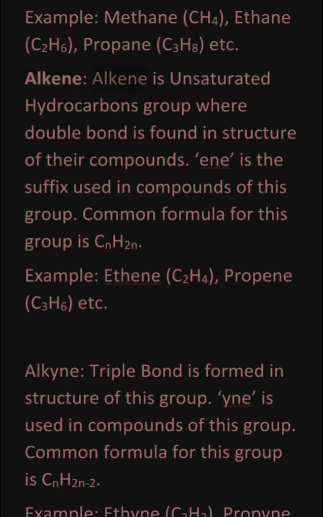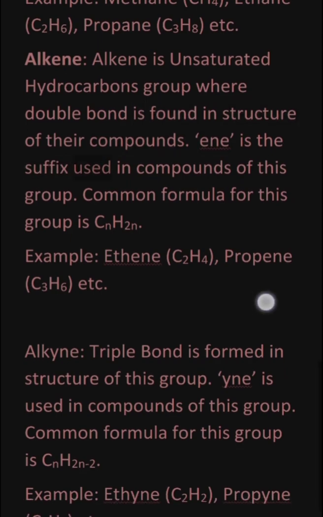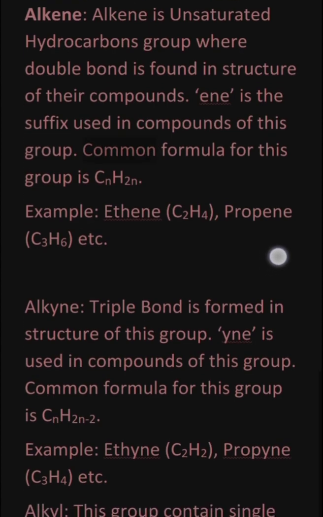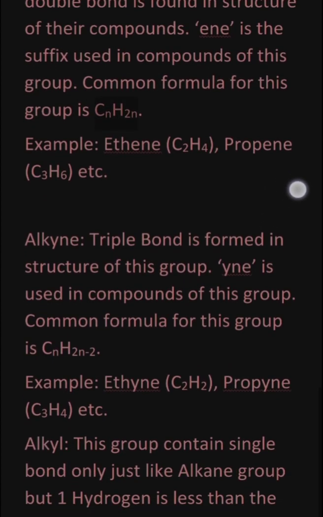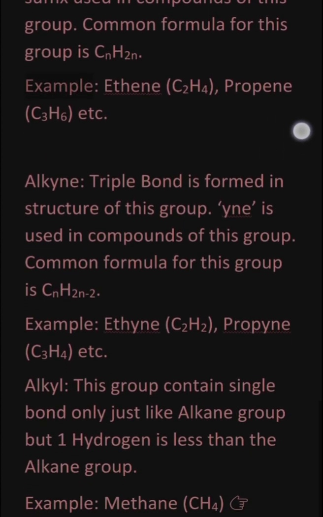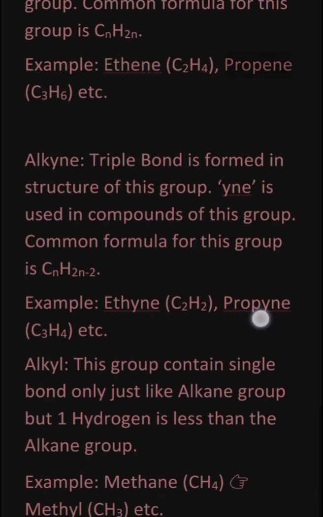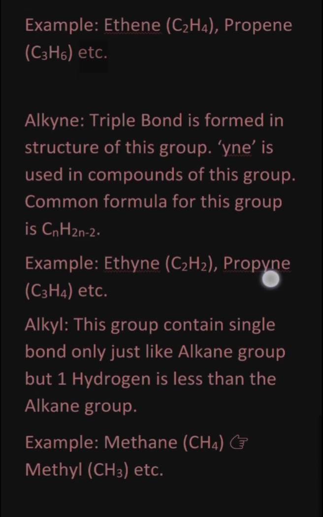Alkene: alkene is an unsaturated hydrocarbon group where a double bond is found in the structure of their compounds. Ene is the suffix used in compounds of this group. The common formula for this group is CnH2n. Example: ethene, C2H4, propene, C3H6, etc.